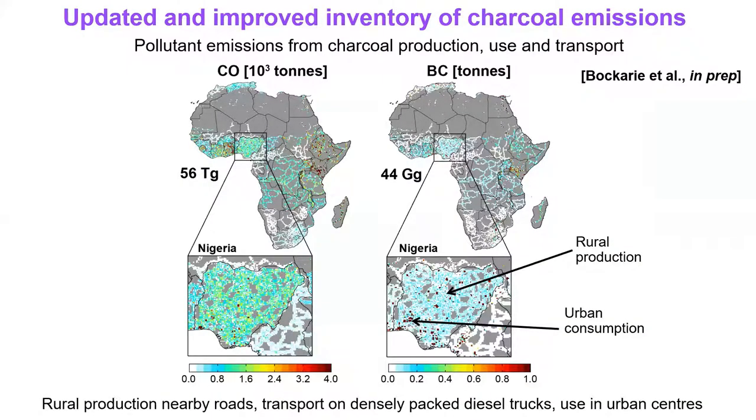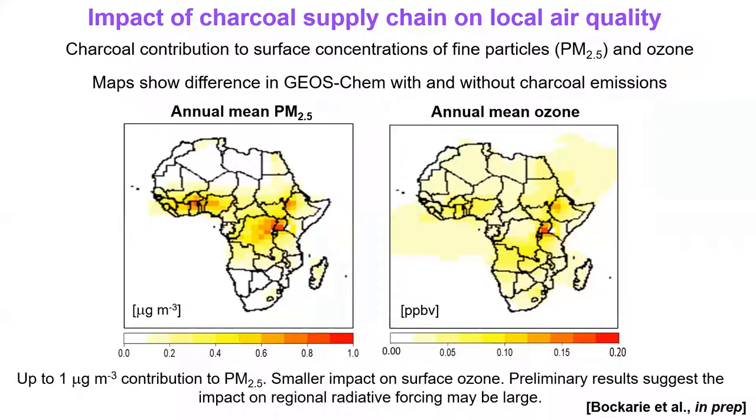Oh, well, not yet. This just shows the spatial distribution to give you a flavor of how the charcoal production and use is distributed. Charcoal production is distributed close to roads because of the easy access to roads to be able to transport it to cities. And then the use is concentrated in cities and then on the outskirts in slums. Now the next slide will show the air quality impact estimated with GEOS-Chem.